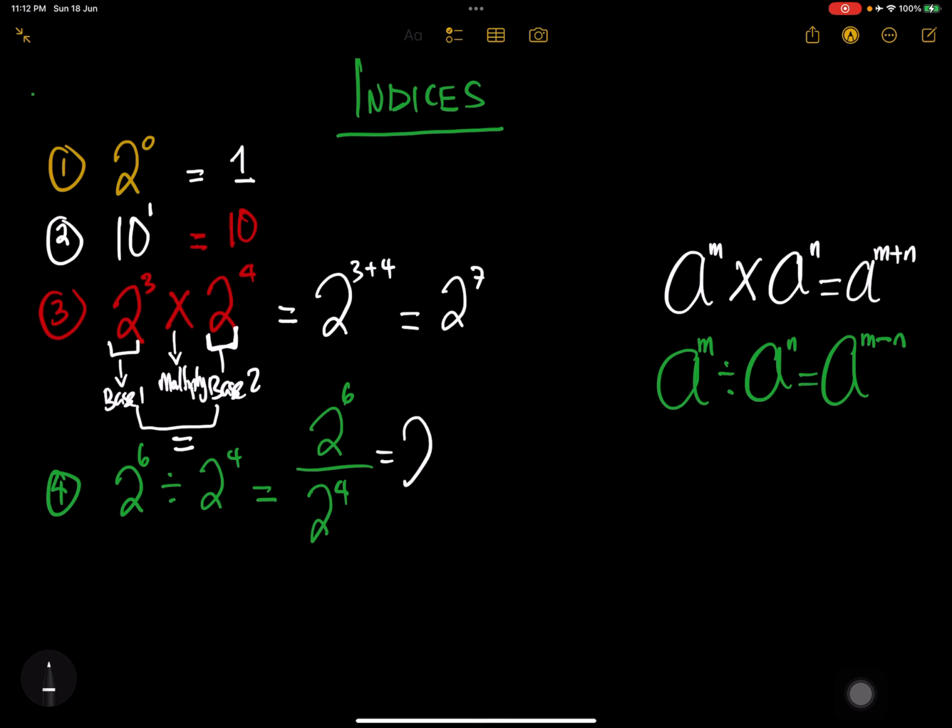So we're going to have 2 because the bases are the same and the sign in the middle is division. So we subtract. Here it is the same thing. We're going to have 2 exponent 6 minus 4, and we're going to have 2 exponent 2, which gives us 4. All right.